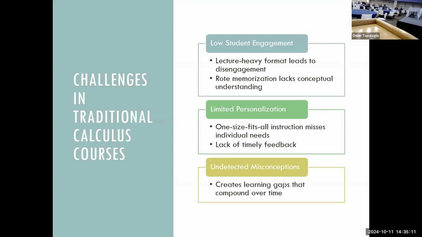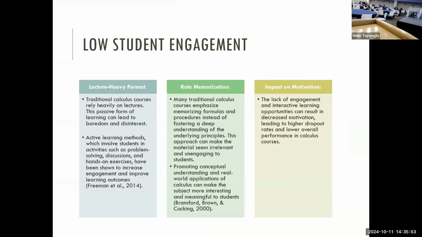There are a lot of reasons for those high fail rates, and some of the reasons are beyond our control. So I will just be talking about the instructor perspective. The three top reasons are low student engagement, limited personalization, and undetected misconceptions. Some of those were also mentioned in the previous talks. I think personalization was one of the advantages of AI mentioned at the afternoon keynote talk. Those are some of the challenges we can see in the traditional calculus class.